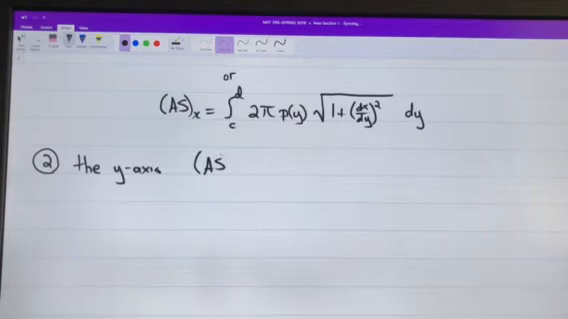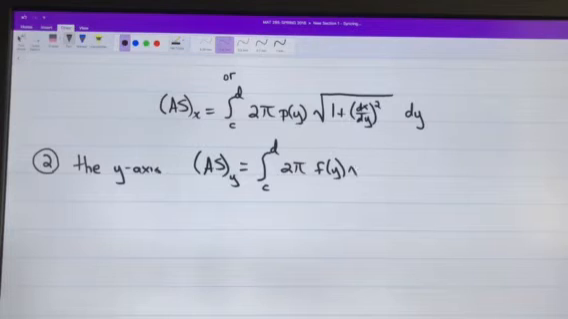Now, in the case of the area of surface of an object revolved about the y-axis, for the area of surface generated about the y-axis, going from c to d, we're going to have 2 pi times f of y, times the square root of 1 plus the square of dx over dy quantity squared, dy.